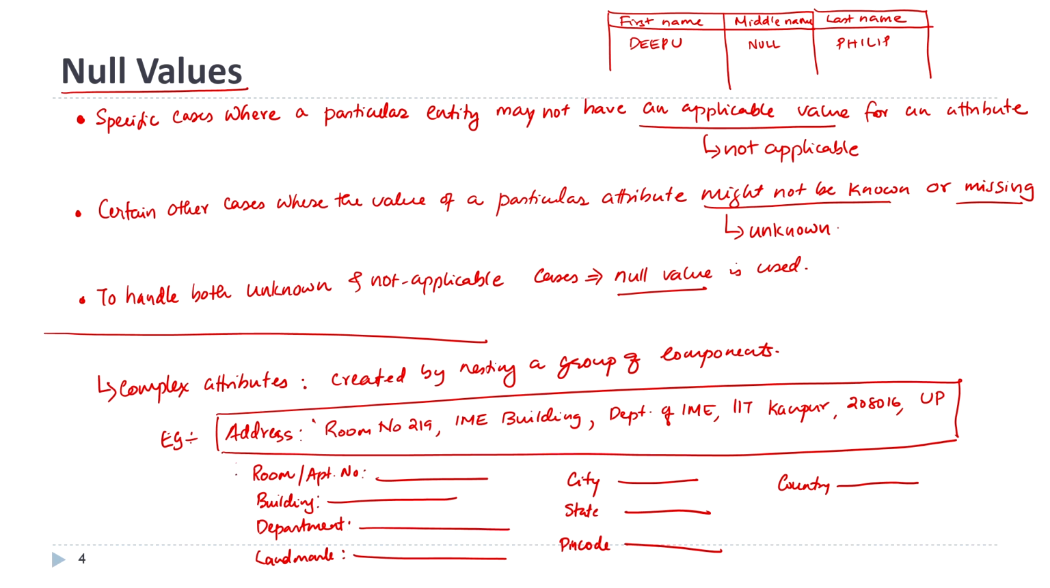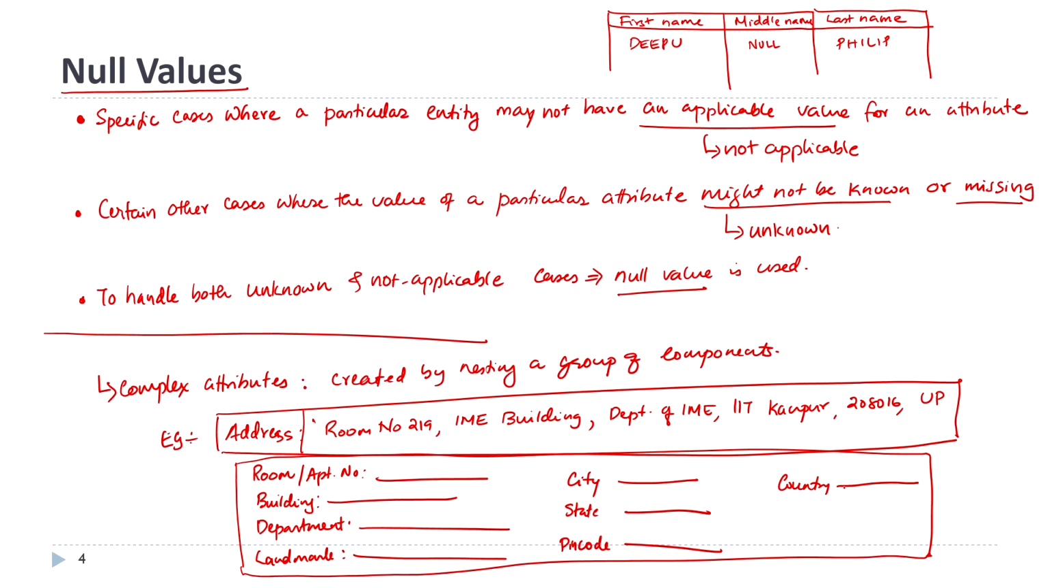So, all of these things put together, nesting them together, combining them together, you can create an address attribute for one person. That type of attribute is called a complex attribute. I can now create a residential address also, and say I have an official address and a residential address, then two complex multi-valued attributes can be created out of it.